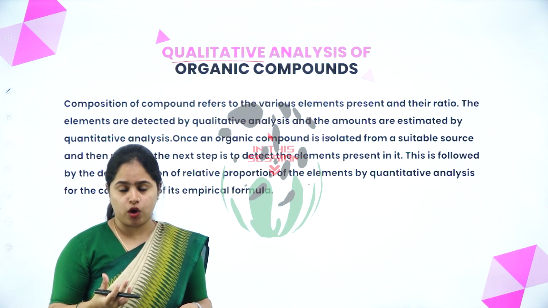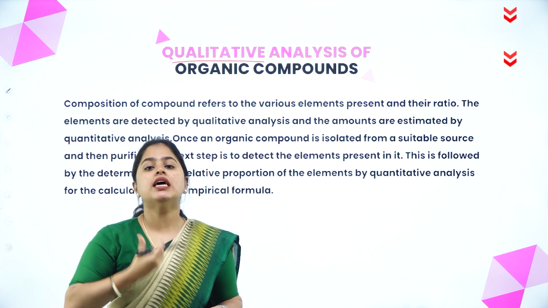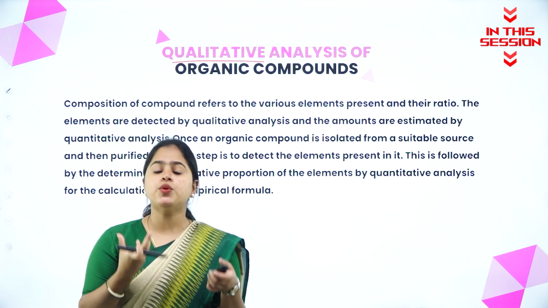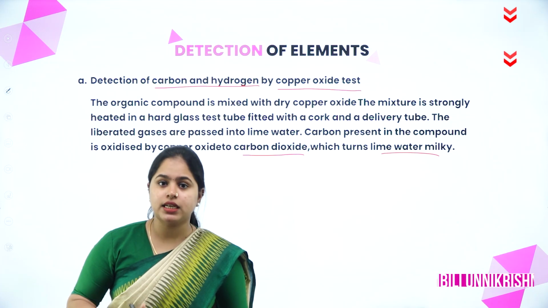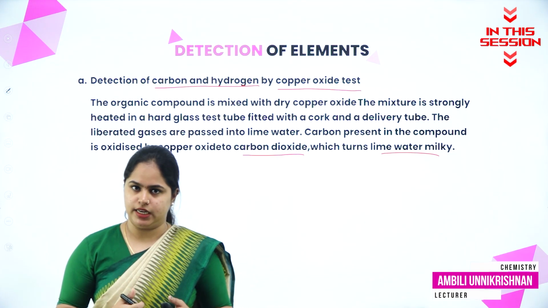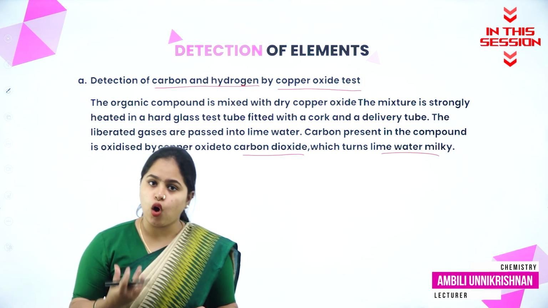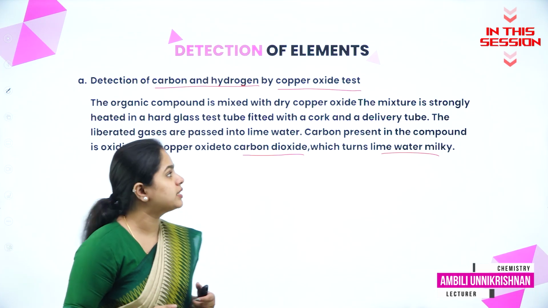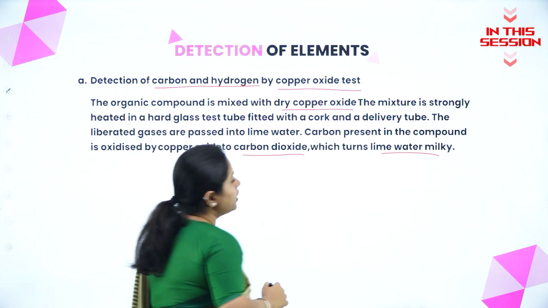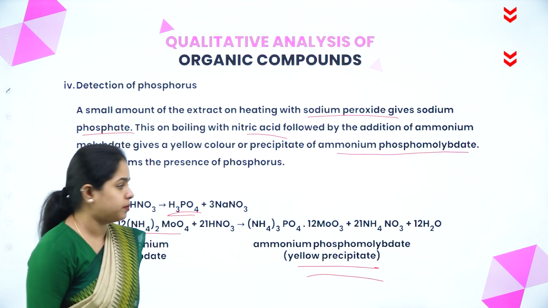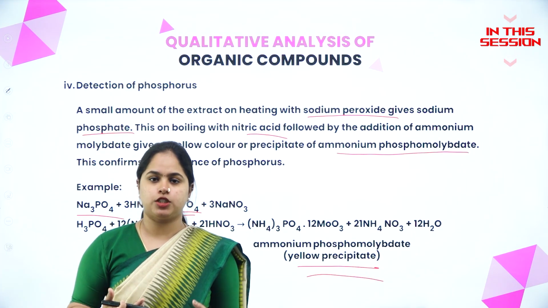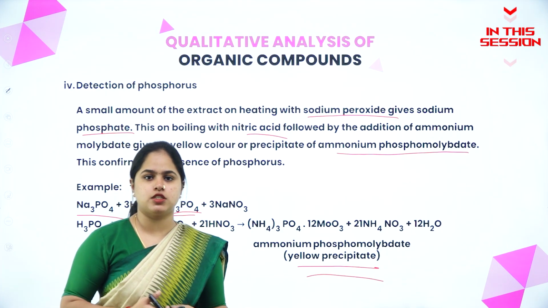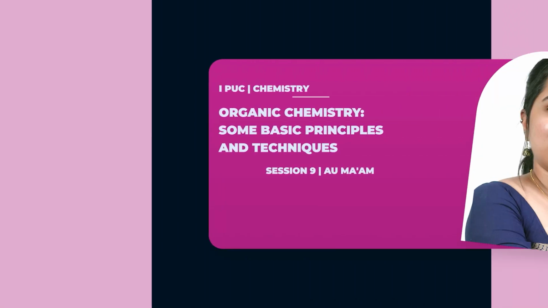Qualitative analysis of organic compounds means that in an organic compound, we are going to determine which all elements are present. We are going to detect the presence of carbon and hydrogen. So what do we do? We take the organic compound and react it with copper oxide. What is this yellow precipitate? It is ammonium phosphomolybdate. So if there is a yellow precipitate that you are obtaining, we can confirm the presence of phosphorus.